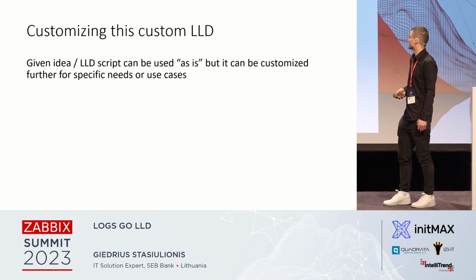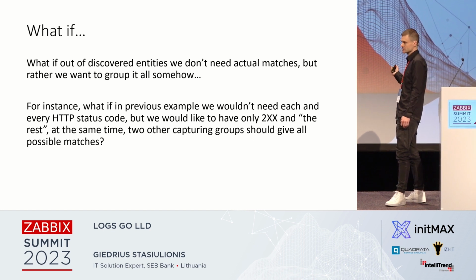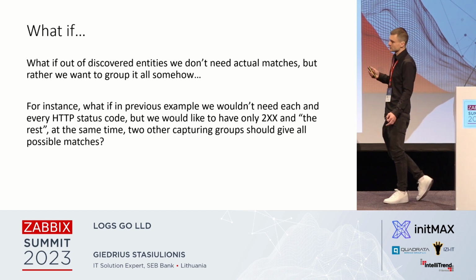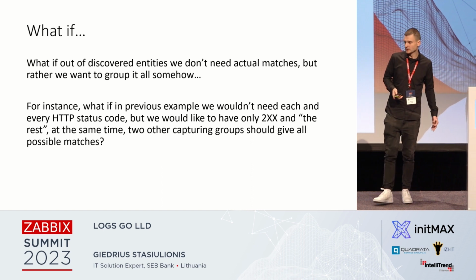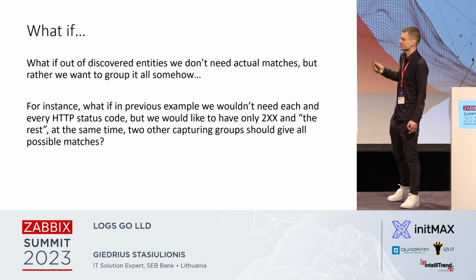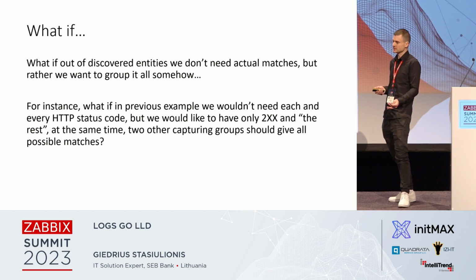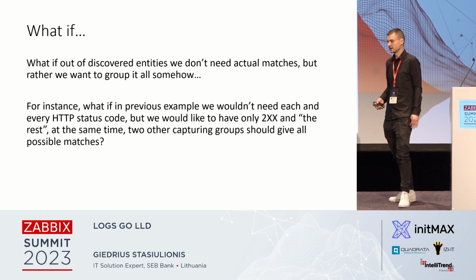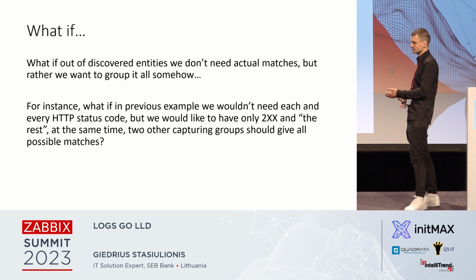And here's an example of what I mean. Imagine that you would like not to discover each and every entity in your log, but for example, for some reason, group one or two of the caption groups into some subcategories again. In my previous example, I had HTTP method, HTTP status code, and specific domain. But what if I would like to group HTTP status codes into two subcategories, something like 200s and non-200s? How to do it? With that initial discovery script, it would be impossible because it literally discovers each and every different HTTP status code. So what to do?